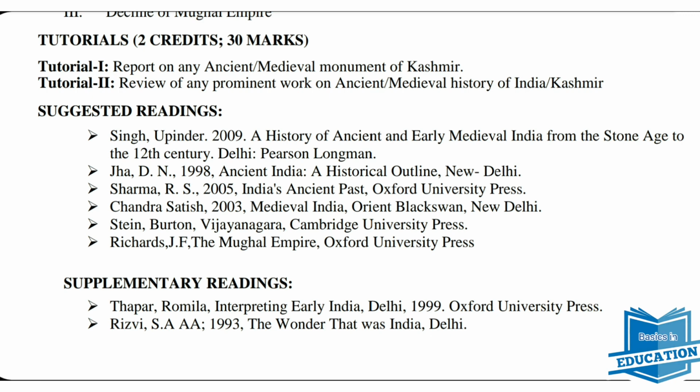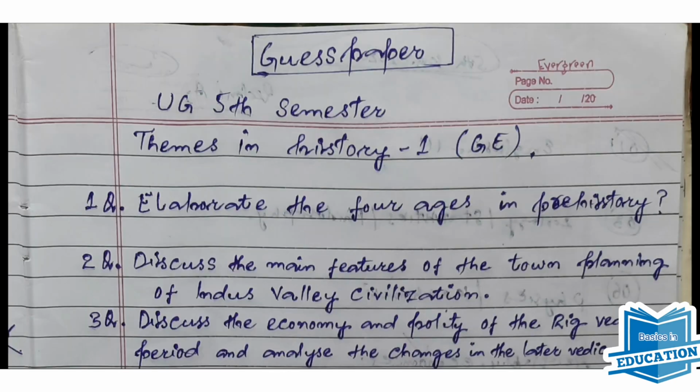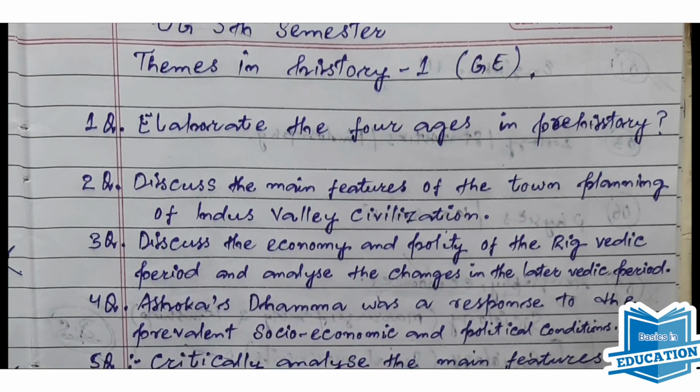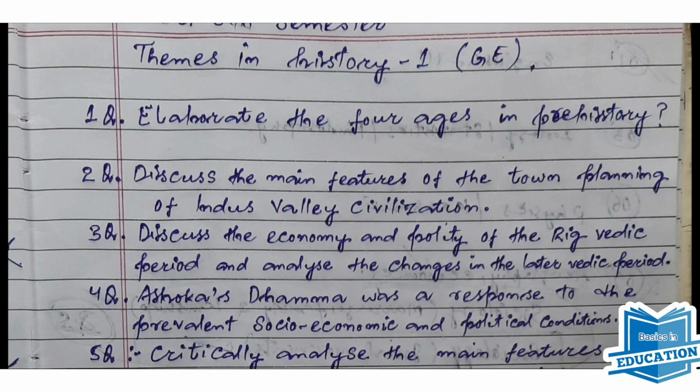Now let us discuss the guess paper, or we can say most important questions regarding BG 5th semester Generic Elective Course Themes in History Part First. Question number 1 is elaborate the 4 ages in prehistory, that is Paleolithic period, Mesolithic period, Neolithic period, and Chalcolithic period. Question number 2 is discuss the main features of the town planning of Indus Valley civilization.